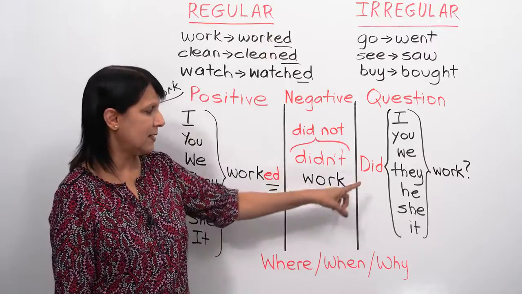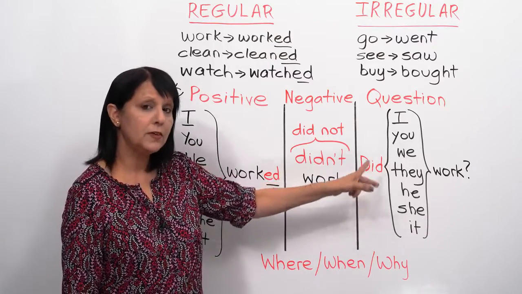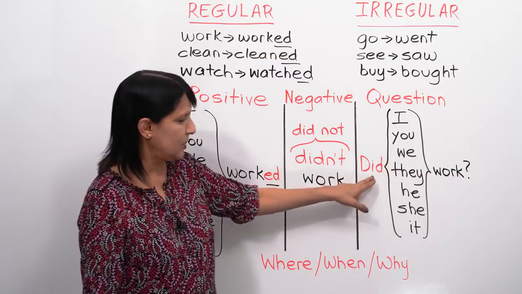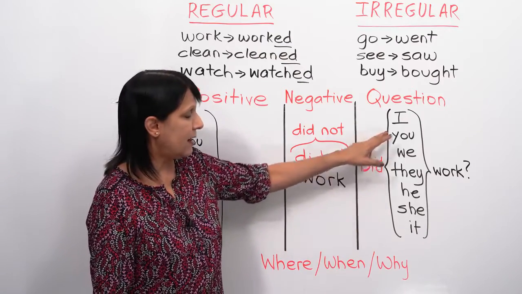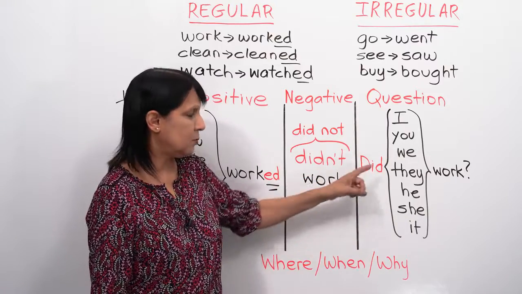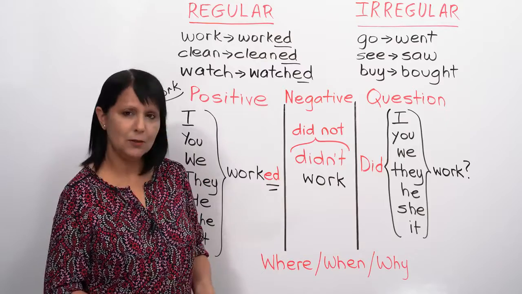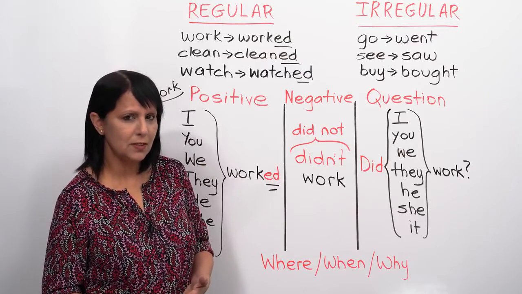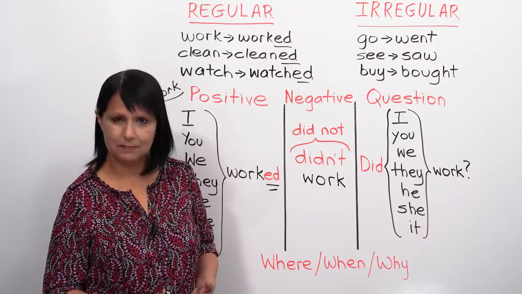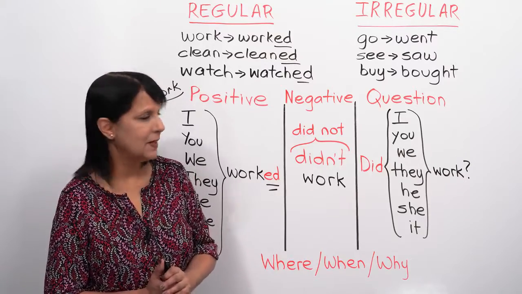We have to use that same helping verb again. This time, the order changes though. Okay, so we put did first. Did I work? Did you work? Did we work? Did they work? Did he work? Did she work? Did it work? Okay, now, did you realize something?